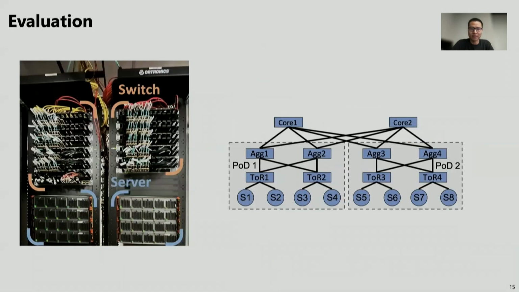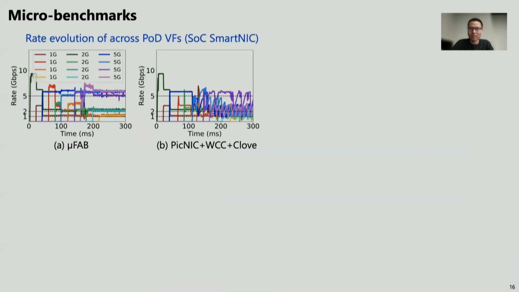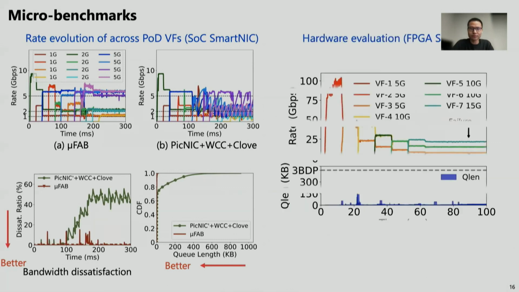This is our testbed. We generate traffic from the left port to the right port with 3 kinds of bandwidth guarantees. MuFab converges to the bandwidth guarantee quickly and steadily. However, the PWC combination causes rate fluctuation and cannot satisfy the bandwidth guarantee. Besides, MuFab can achieve close to 0 queue length. With the FPGA testbed result, we can see that MuFab can converge to the bandwidth guarantee very quickly, even with a failure. Also, the queue length is very short and no more than 3 times BDP.